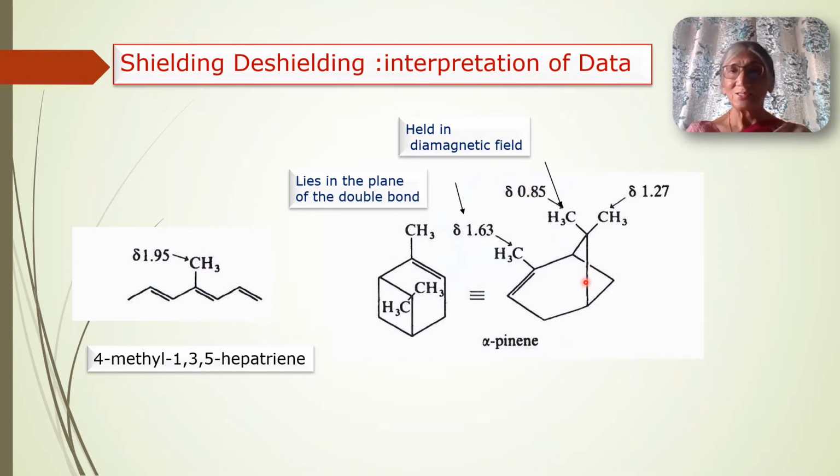If we see the structure carefully, we will find that this methyl group falls in the diamagnetic area generated by the circulation of the pi electrons here. So the methyl protons which show a signal at 0.85 are slightly shielded protons, whereas the methyl protons which show a signal at 1.27 delta are away from the diamagnetic area. Therefore, they are relatively de-shielded protons.